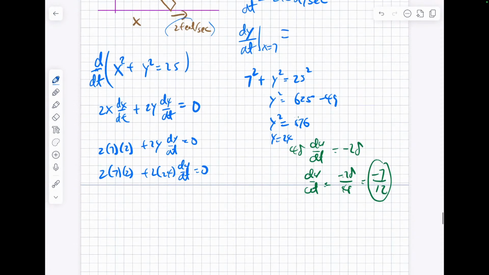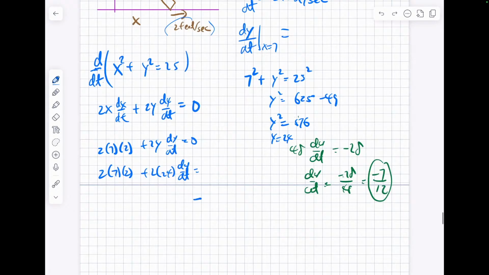And I'll go ahead and solve it. So I move everything to the other side. So it's going to be minus 28 equal to 48 dy/dt. And dy/dt is equal to negative 28 over 48, which is negative 7 over 12, because 2 times 7 times 2 is 28. Which kind of makes sense. dy/dt is going down. It's decreasing, and it's decreasing at negative 7 over 12 feet per second. Is this okay?